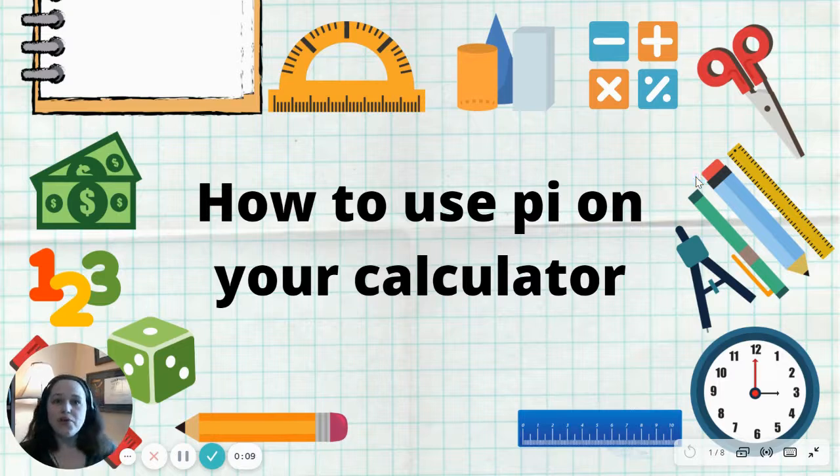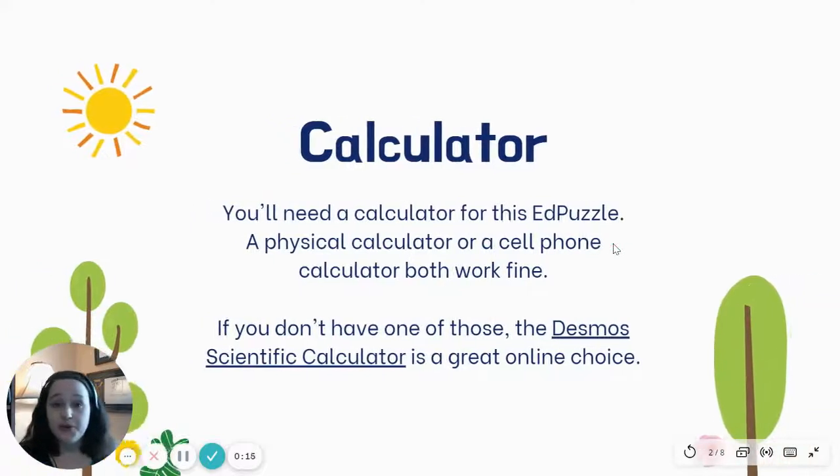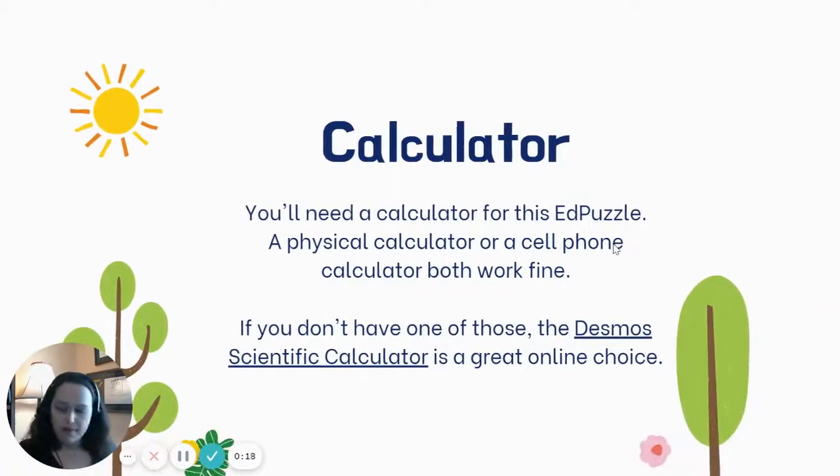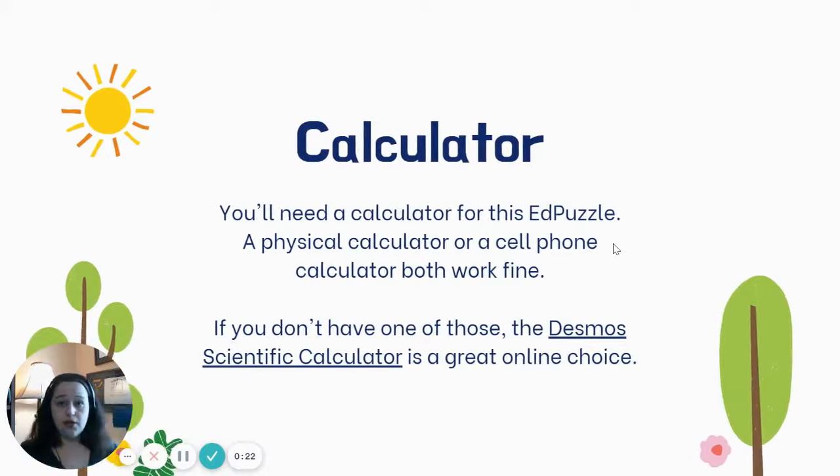Today we're going to go through a tutorial on how to use pi on your calculator. Okay, so you'll need a calculator when we're working with pi for the most part. You could use a physical calculator, a cell phone calculator, or if you want an online calculator, my recommendation is the Desmos Scientific Calculator.